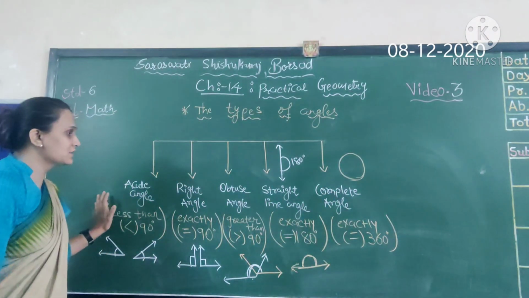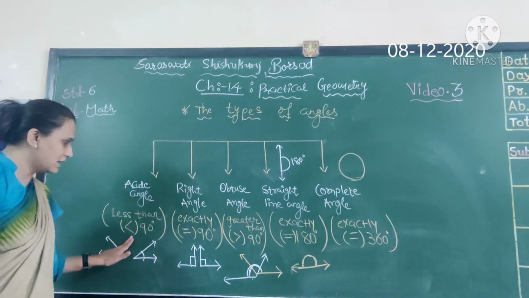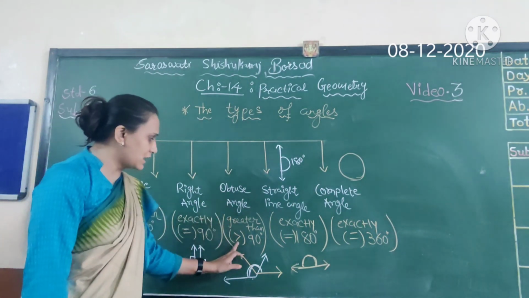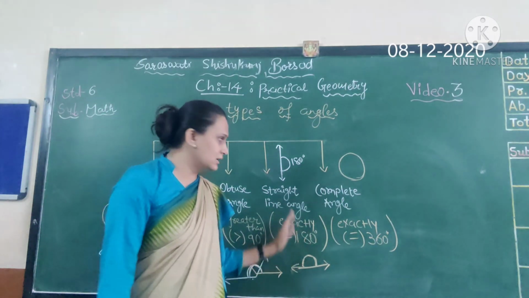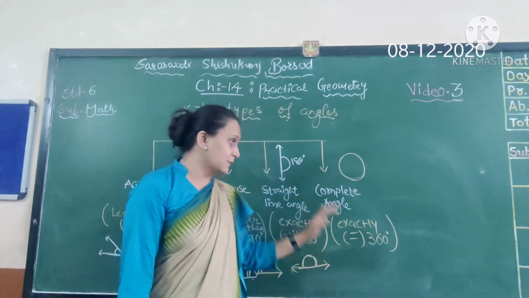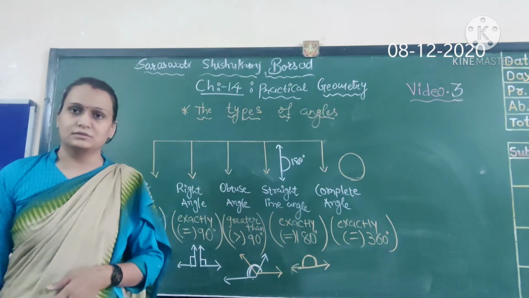So here we have understood the different 5 angles. First one is acute angle, less than 90, right angle exactly 90 degree, obtuse angle greater than 90 degree, then straight line angle exactly 180 degree, and the last one is complete angle which is equal to 360 degree. So all these angles are important for our geometry chapter.